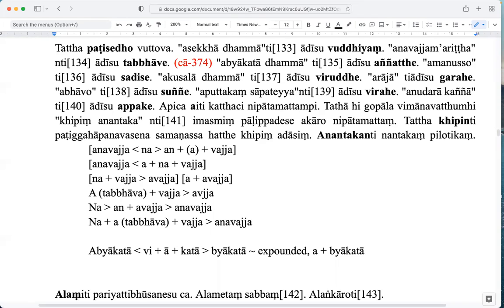Akusala Dhamma are expounded in the Akusala sense. But Abhyagata Dhamma means those Dhammas are expounded in another sense, other than the kusala and the akusala. That means vipaka, kiriya, and the other rupa and nibbana. That is why in Abhyagata, this a is anyata, other than kusala and akusala.